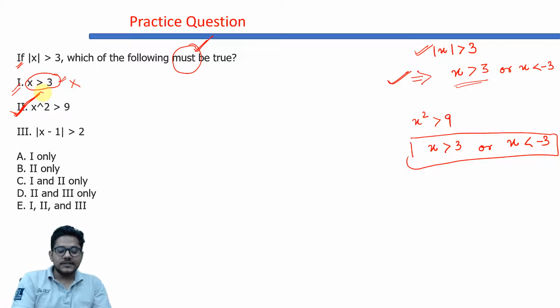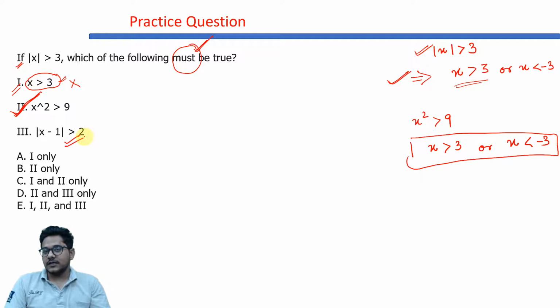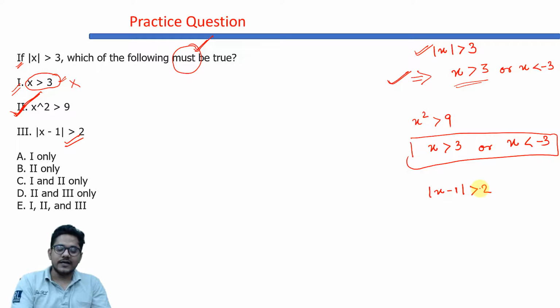Now let's look into the third statement, that mod of x minus 1 is greater than 2. Let's solve this. Mod of x minus 1 is greater than 2. You have just two ways to solve this. Either you do a hit and trial, and you can easily find that when the value of x is positive, the minimum value that you want for x is 3, or anything greater than 3 would satisfy. So the first condition would be satisfied.